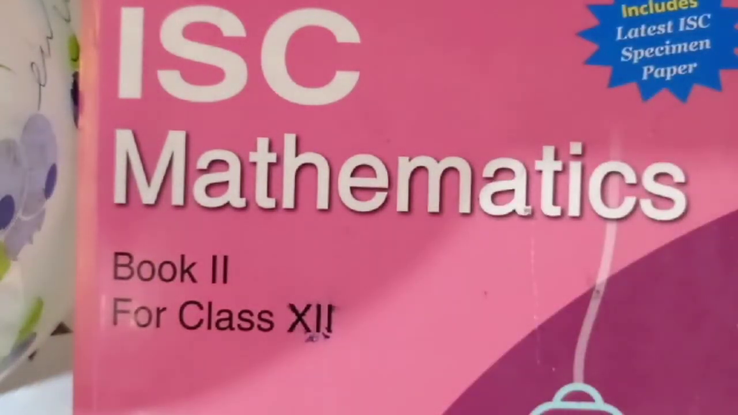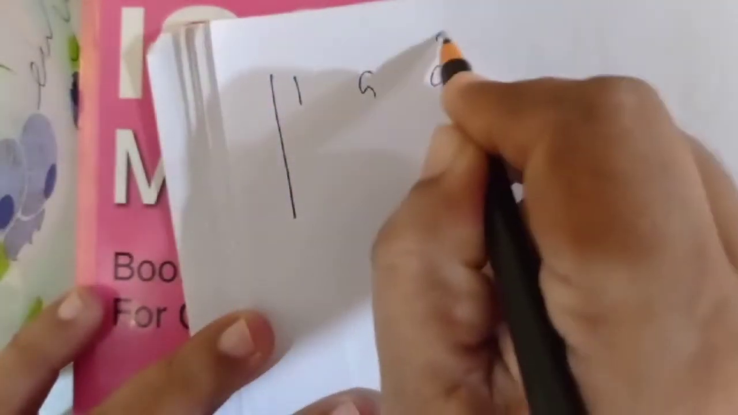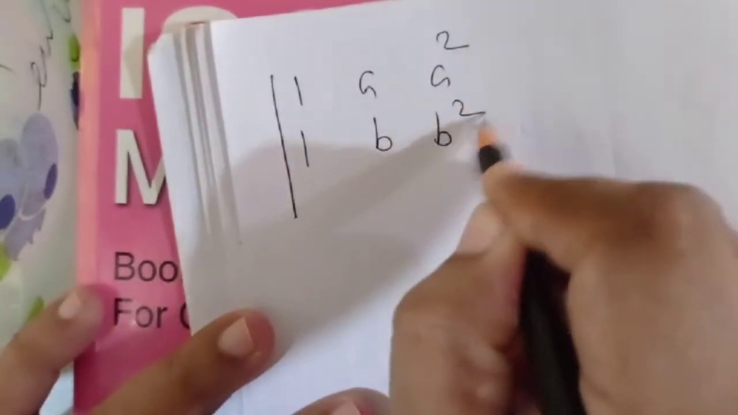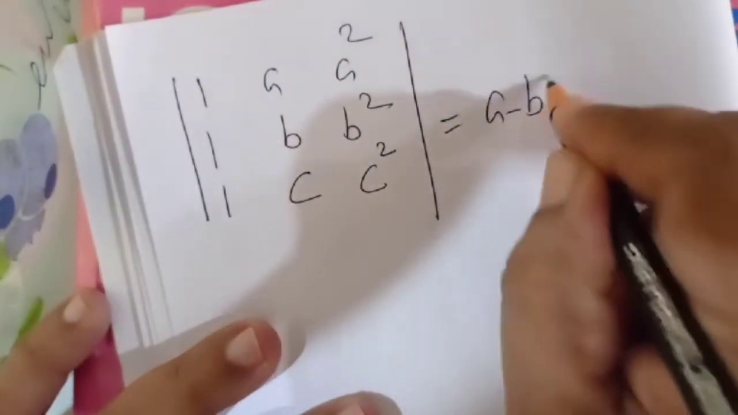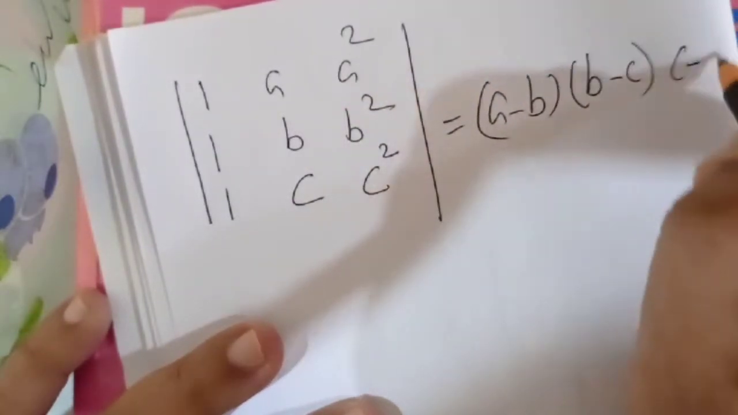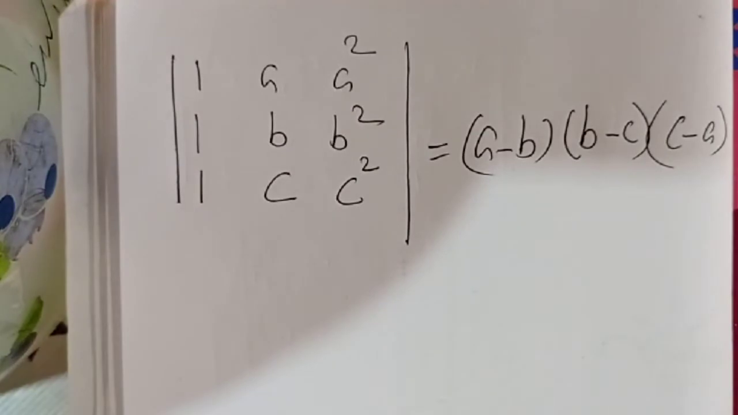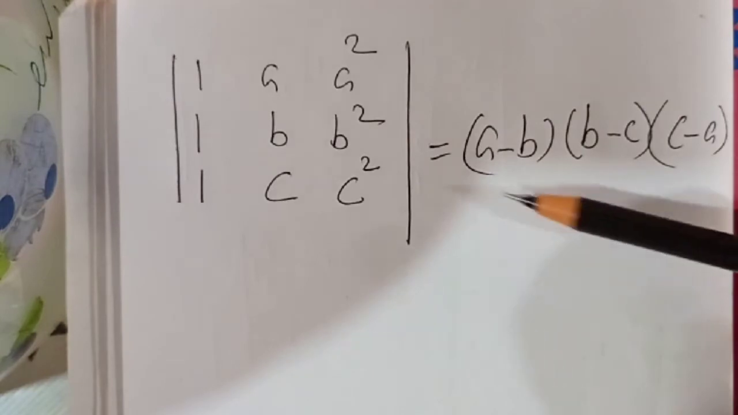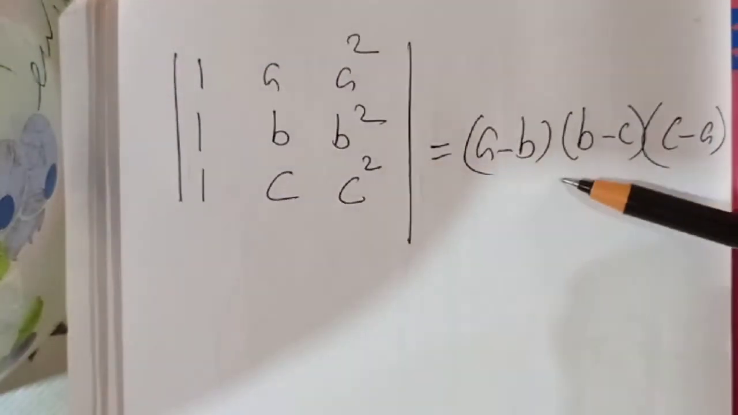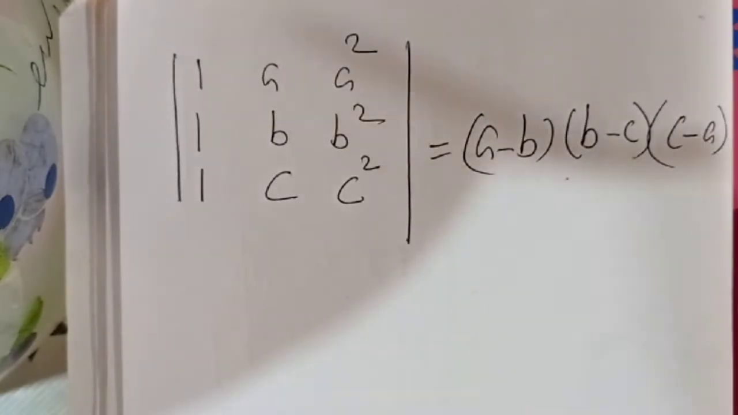Write down the next question. Prove that the determinant with rows 1, a, a square; 1, b, b square; 1, c, c square is equal to a minus b, b minus c, c minus a. Here, using the properties of determinant, show that the value of the determinant is a minus b into b minus c into c minus a.